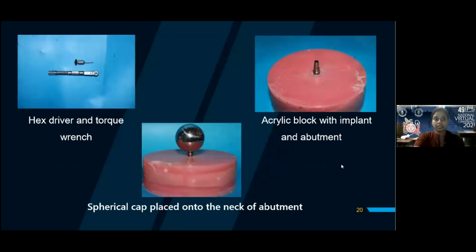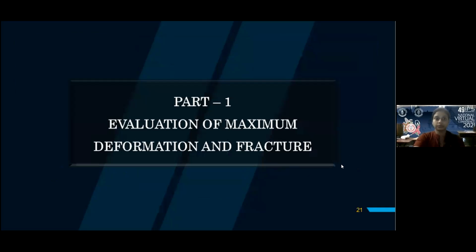This was a hex driver and a torque wrench which was used, and after moderate polishing, the acrylic blocks were ready for loading. And again, from this picture, we can see that a spherical cap of 20 mm diameter was made, which mimicked the prosthetic crown too. So coming to the loading, the study was done in 2 parts.